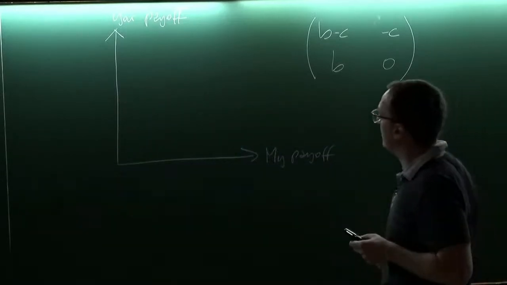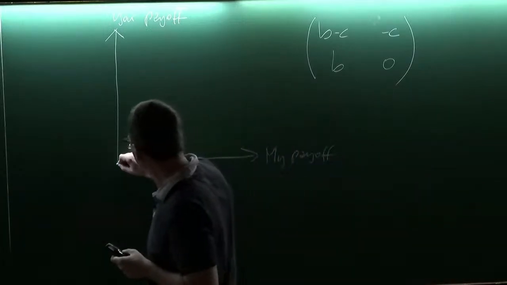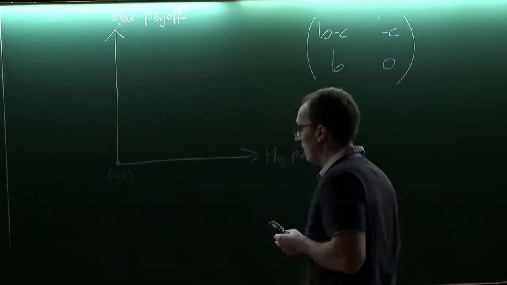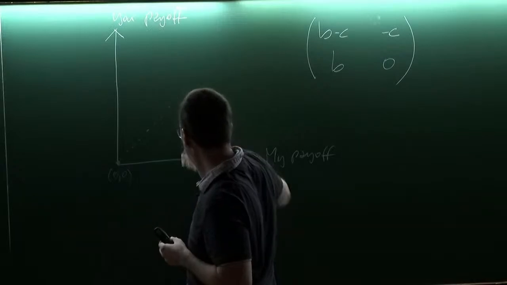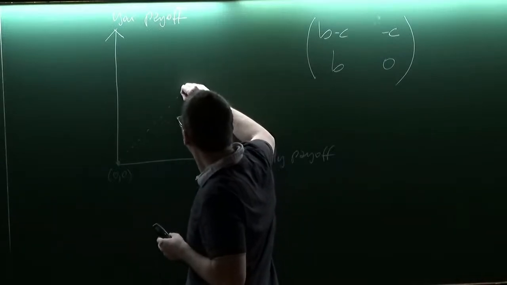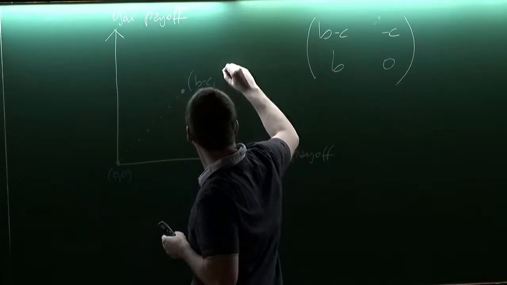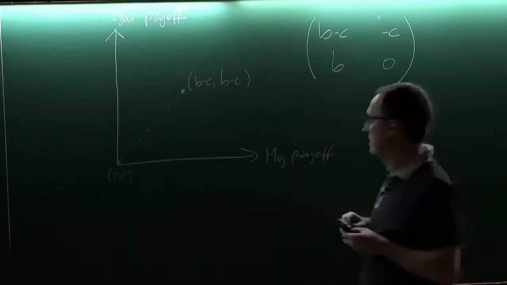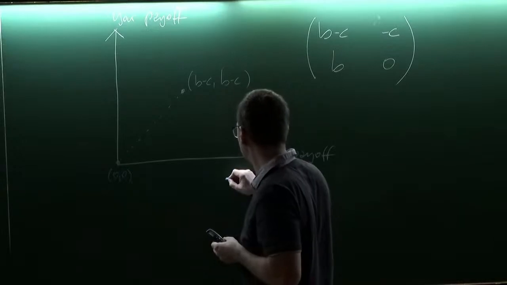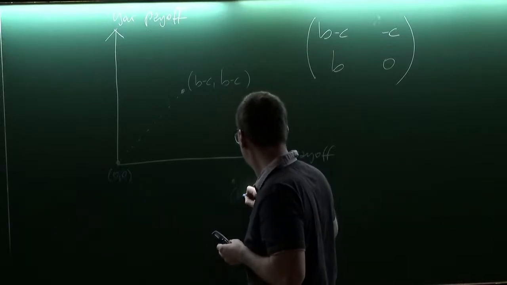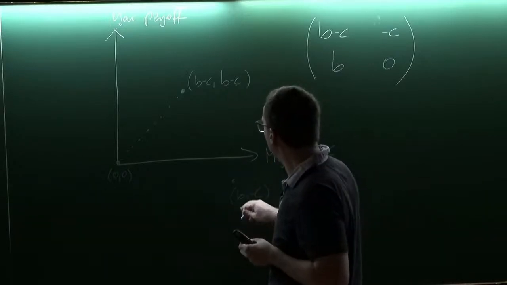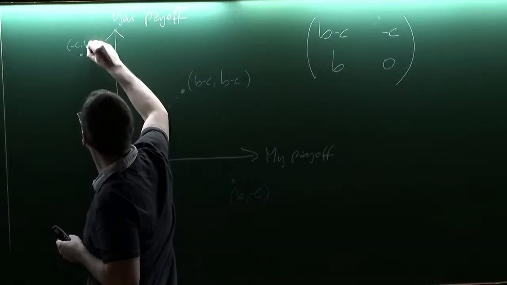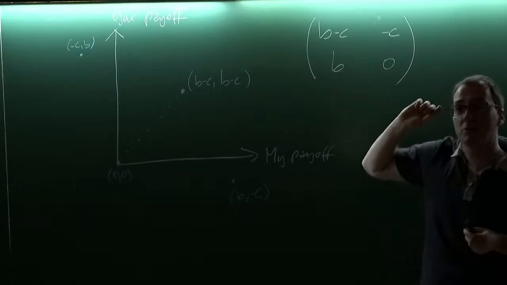If you only play this game once, there are actually 4 possible things that can happen. One thing that could happen is we both defect and we both get a payoff of 0, 0. Another thing that could happen is we both cooperate and we both get the payoff of B minus C, B minus C. Another thing that could happen is I defect, you cooperate, well, then I get a benefit of B. You get a cost of minus C. So this would be perhaps here. And a last thing that could happen is I cooperate, you defect, and we would be up here, minus C. So these are the 4 possible payoffs that you can get in a one-shot game.